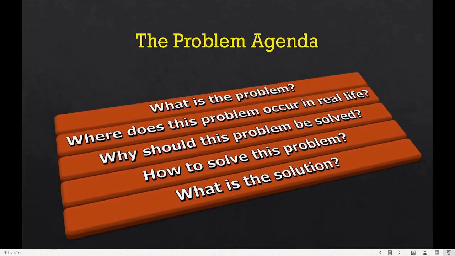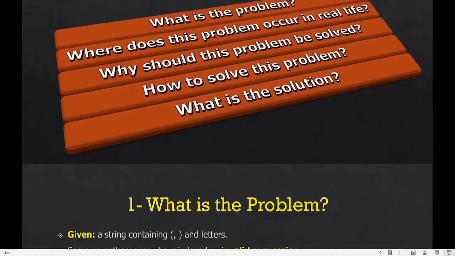So the agenda of today's problem is, first of all, we'll discover what is the problem with the help of examples. Then we'll discover where does this problem occur in real life. And after that, we'll take a look at why this problem should be solved. And after that, we will check how to solve this problem via the dry running of a particular problem. And at the end, we'll look at the solution, that is the code.